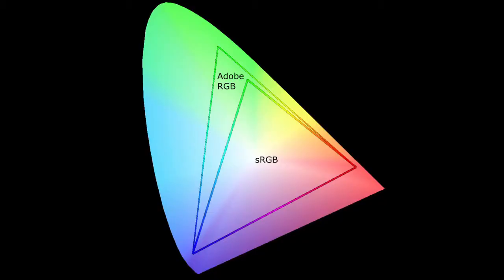But Adobe RGB, taking a look at it on screen now side by side, you can see is considerably bigger. It's actually about 35% larger. You can see especially up in the top left and bottom left, it's getting a lot more blues and greens in there.